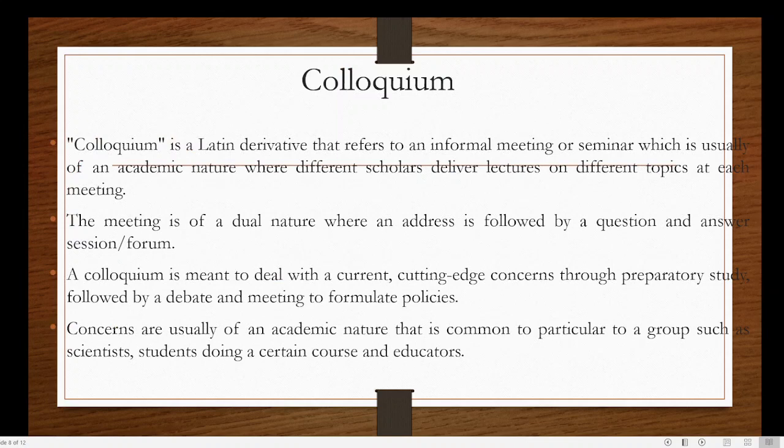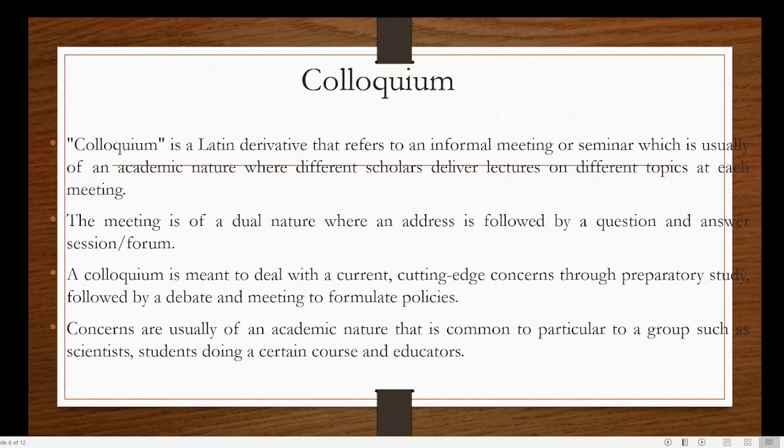Then colloquium, the slight difference is that it is a Latin derivative. An informal meeting or seminar is known as a colloquium. Ideally, colloquium, conference and seminar all appear somewhat similar. The meeting is of dual nature, where an address is followed by discussion. In a colloquium, the first thing is that one important person, a well-known person or an expert, makes one detailed presentation for 1 hour. After that, there will be a question and answer session, and you can interact with the audience.